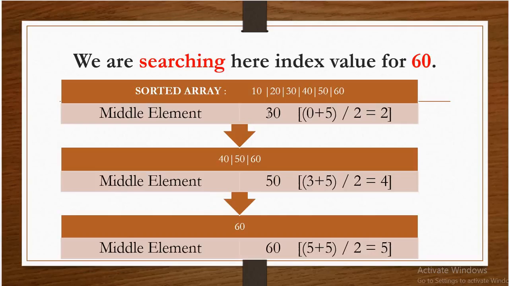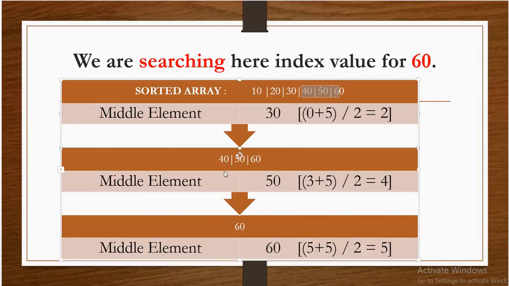Now no need to check everything, we are searching for 60 and 30 is smaller than 60, so no need to check these elements because 60 is greater than 30. So we can easily understand we do not need to check up to 30. We will start from 40 to 60. Now we need to search only in these elements 40, 50, 60. Now we will again compute its middle element by getting its index. The index of 40 is 3 and 60 is 5th. Then we will again divide by 2 and we get 4.